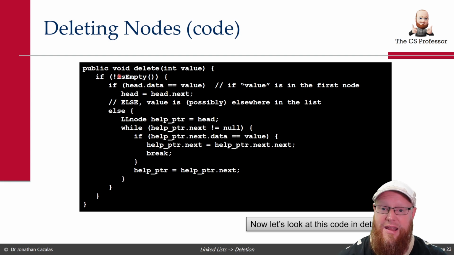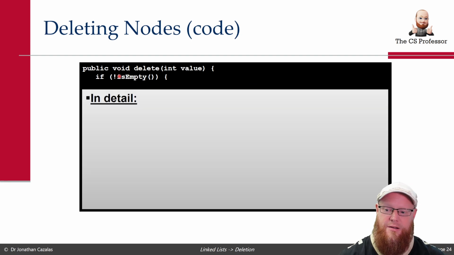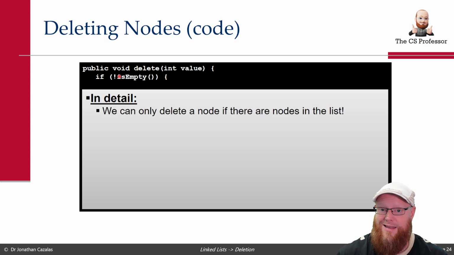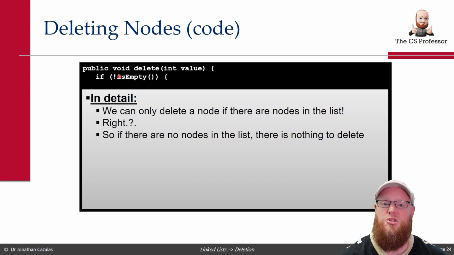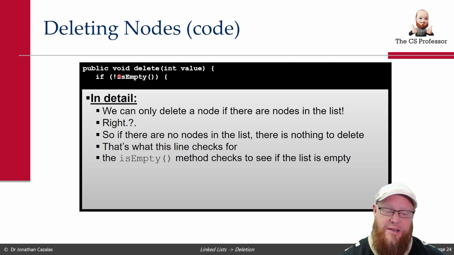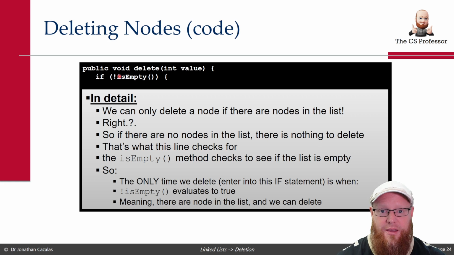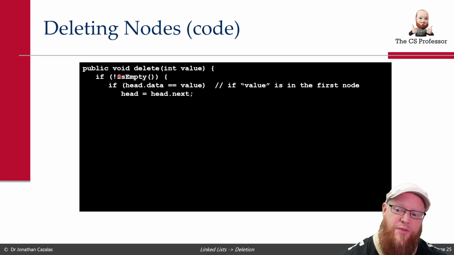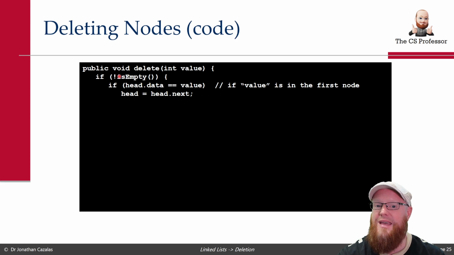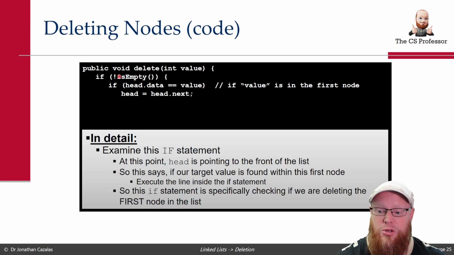If the list is not empty, which is the first part we're going to examine right here, in detail, you can't delete unless there's a list. So that's what this is checking, making sure that we actually have a list. If we have at least one node, let's enter this if statement and check if we can find that node. So here we first have another if statement. We have to examine whether the head is pointing to the node that we want to delete. What if the node we want to delete is actually that very first node? That's what this if statement is doing.